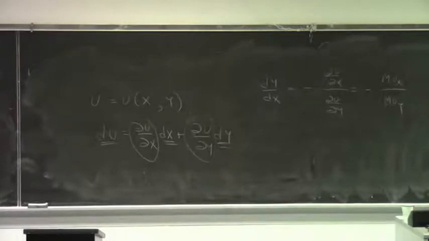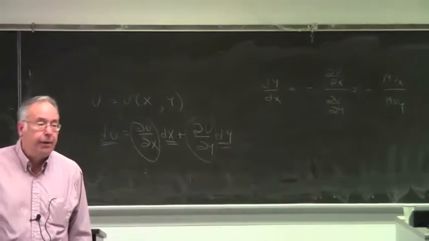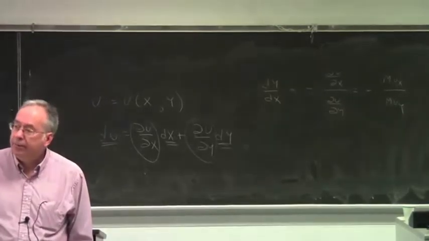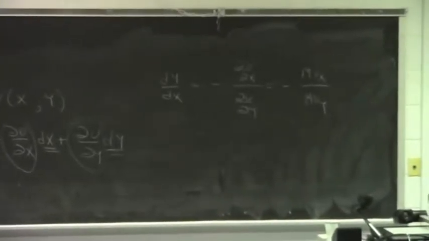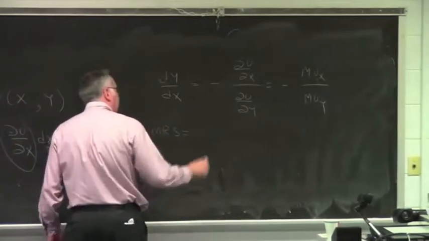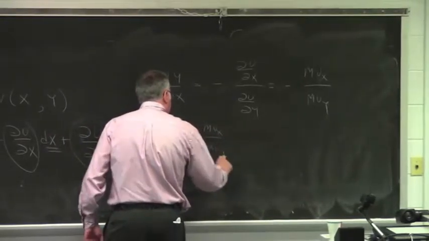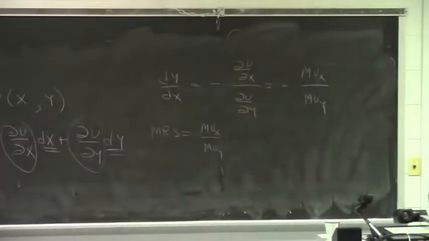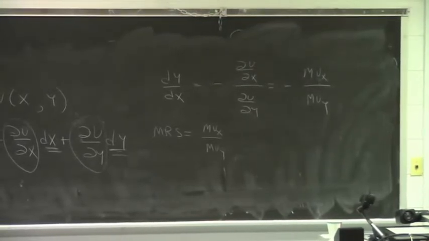Oftentimes you called the slope of the indifference curve, actually minus 1 times the slope, the MRS, the marginal rate of substitution. The marginal rate of substitution of good x for y is just equal to MUx over MUy. So this is one illustration of the concept of a total differential.